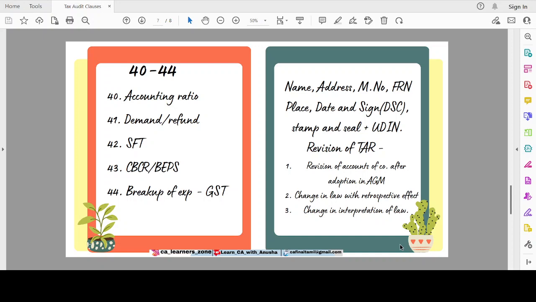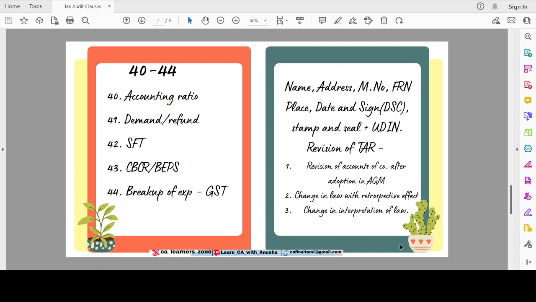In this tax audit, what are the things I have to do? Based on the auditor, I have to discuss. Now, what are the things I have to sign? Name, address, membership number, firm registration number, place, date, and sign in DSC, stamp and seal with UDIN.